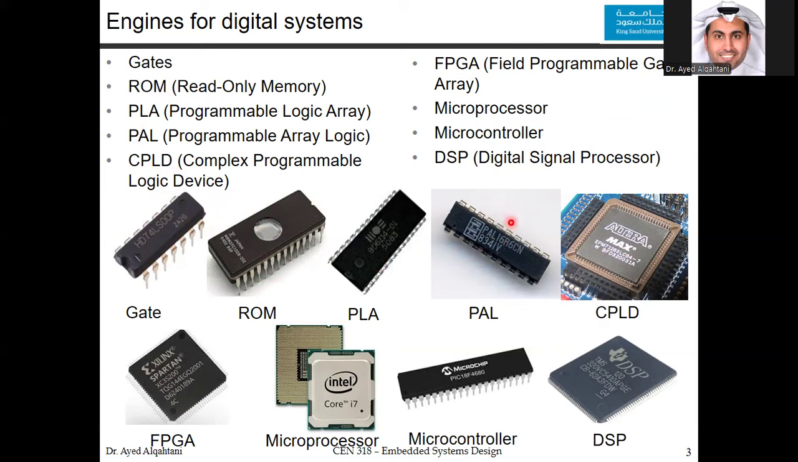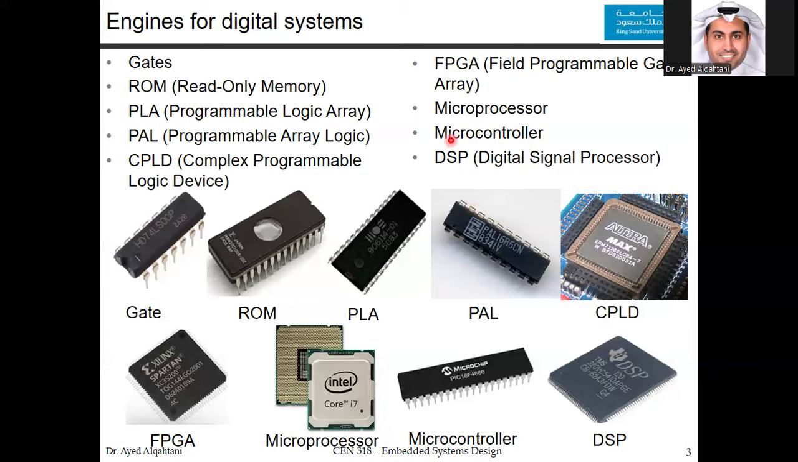Now, for the digital system, the boom started, in my opinion, with FPGA, which is the field programmable gate array, like the one you see here from Xilinx. And then, starting with Moore's law in 1965, the microprocessor idea became apparent in many companies, and people started using them for processing. So that's one example of the microprocessor from Intel, the Core i7.